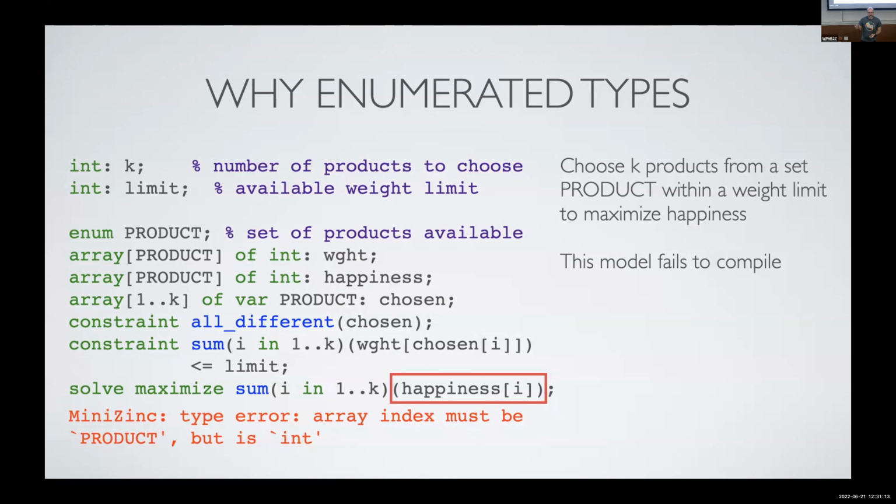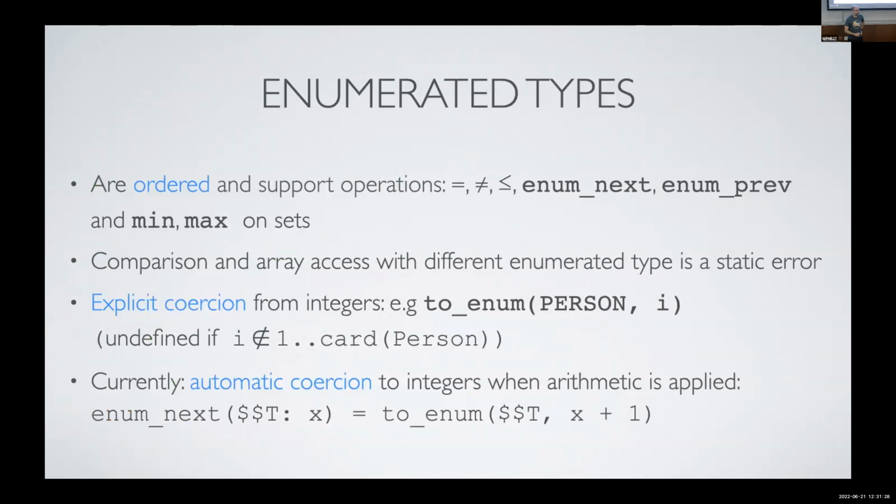These kinds of bugs are incredibly difficult to find because the solver will give you a solution. It will look like a correct solution. It will satisfy all the constraints. It just definitely won't be optimal. Right, and we can fix this by just saying happiness of chosen of I instead of happiness of I.